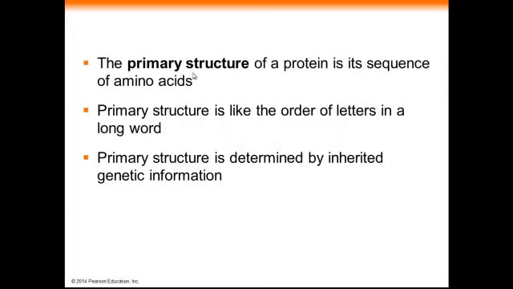As I mentioned earlier, the primary structure of a protein is the sequence of amino acids, or the order in which they appear in the protein. It's sort of like the order of letters in a word, or the order of words in a sentence. This primary structure is determined by the inherited genetic information that a person possesses.